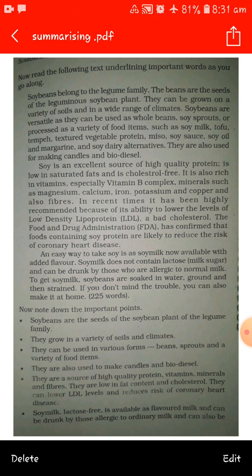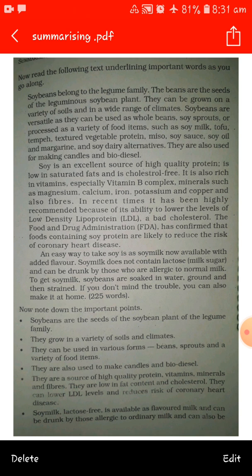Soybeans are versatile as they can be used as whole beans, soy sprouts, or processed as a variety of food items such as soy milk, tofu, tempeh, textured vegetable protein, miso, soy sauce, soy oil, margarine, and soy dairy alternatives. They are also used for making candles and biodiesels.